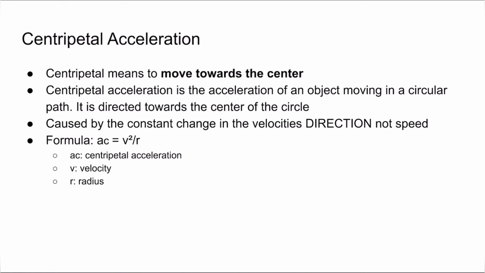Now, centripetal acceleration. The word centripetal means to move towards the center. So centripetal acceleration is directed towards the center of the circle, like we said before. It is the acceleration of an object moving in a circular path, and it is caused by the constant change in the velocity's direction, not its speed. Remember that velocity isn't just talking about speed, it's also talking about direction. When an object is moving in a circular path, its direction is constantly changing, and that constant change in direction is what causes centripetal acceleration. The formula for centripetal acceleration is a_c equals velocity squared over radius.